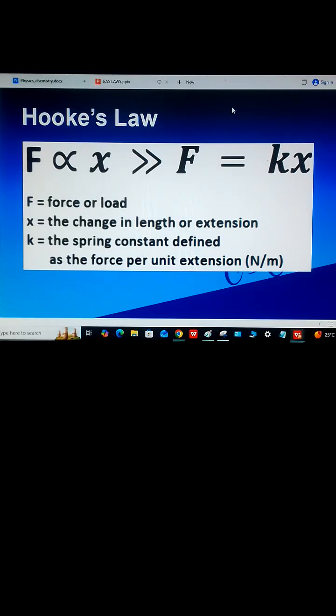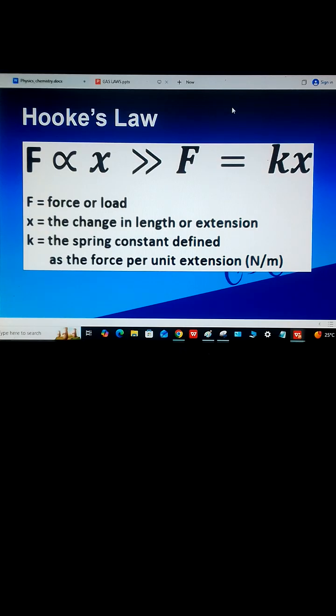In this video, I will explain Hooke's law. Now Hooke's law describes the behavior of elastic materials. In this law, we find that the force that is needed to stretch or compress a spring is directly proportional to the change in length of the spring from its equilibrium position as long as the elastic limit is not exceeded.